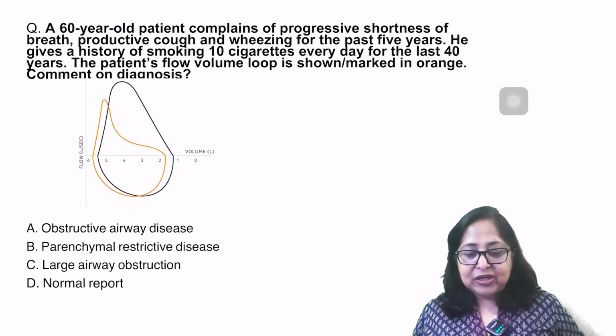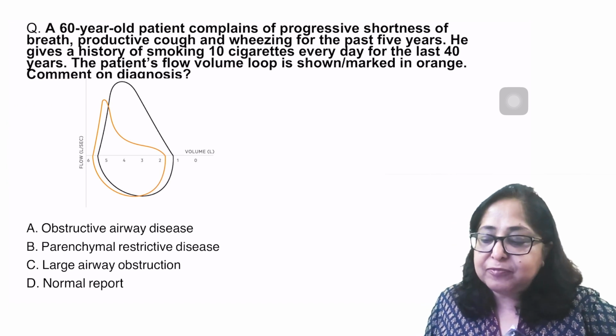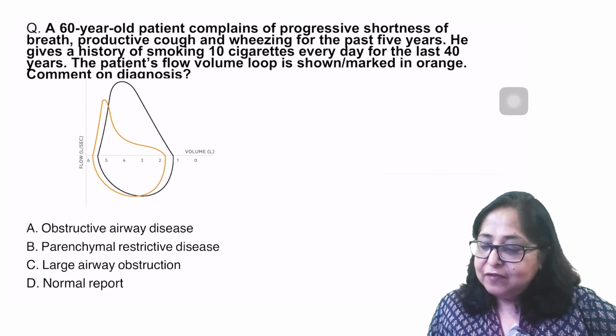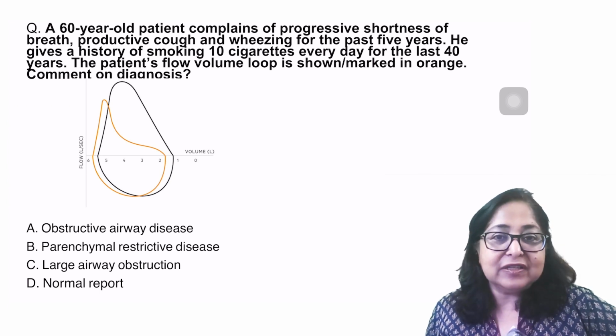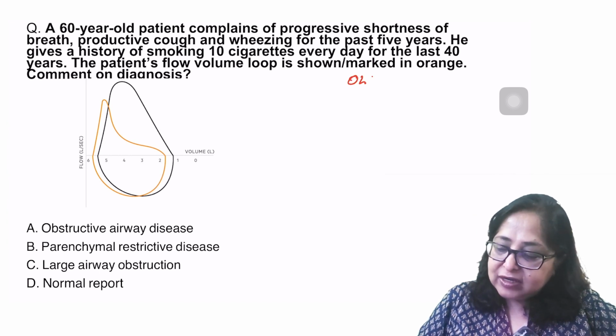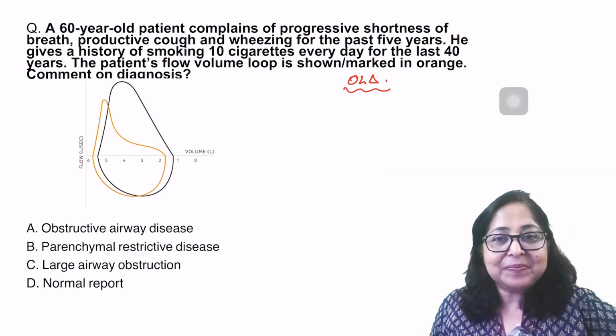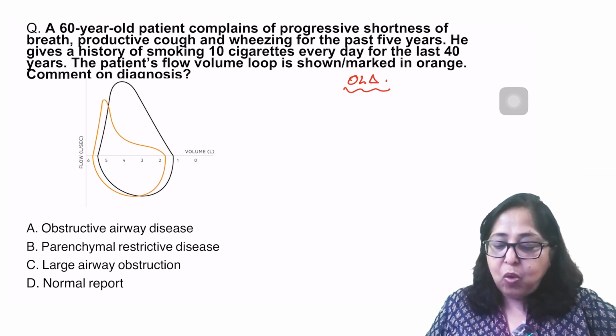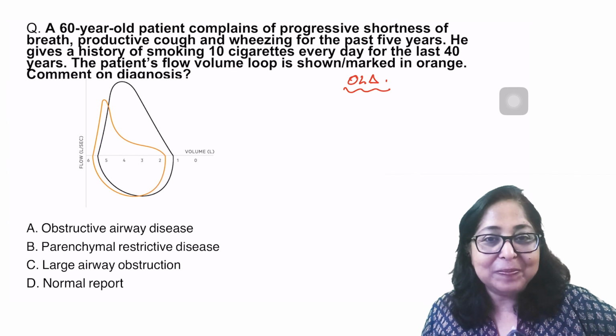Let's look at this question. Now, this says a 60-year-old patient complains of progressive shortness of breath, productive cough, wheezing for the past 5 years, and he has a positive history of smoking. So obviously, this is a patient of obstructive lung disease. Now, in obstructive lung disease, what is the flow volume loop?